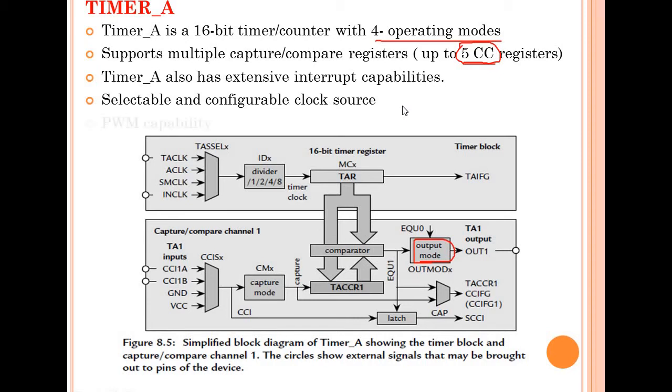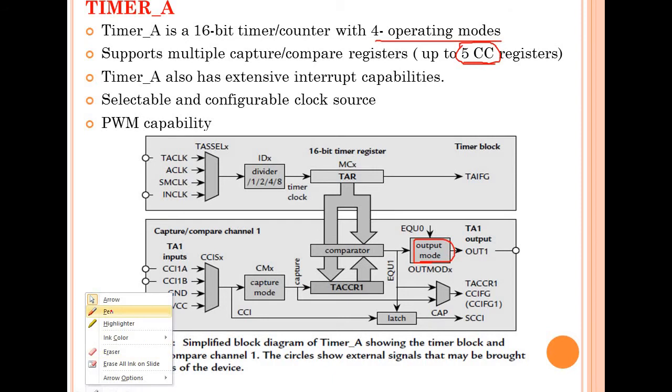Next, PWM capability. This is an important feature of Timer A. PWM means pulse width modulation signal generation capability. You can generate pulse width modulation signals with the help of the timer. Later in this class, we will see how to generate PWM signals using the timer.